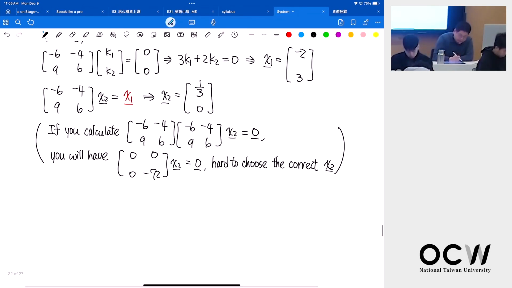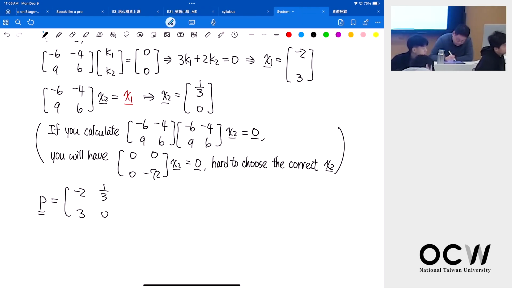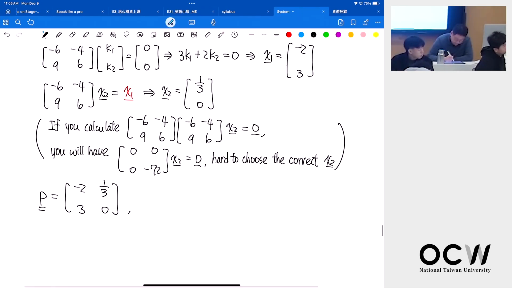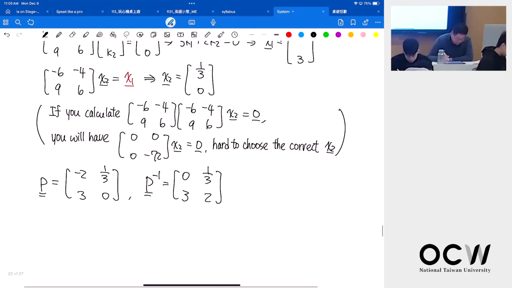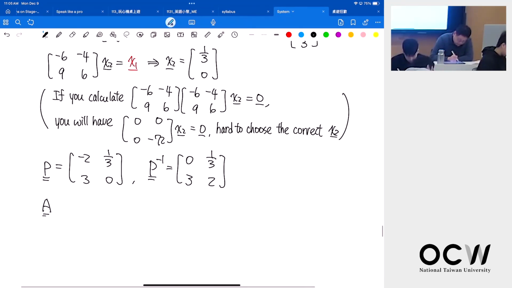So in this case, I have a matrix P: -2, 3, 1/3, 0. And your P inverse: 0, 3, 1/3, 2. Then your matrix A is P J P inverse. What is your Jordan block?